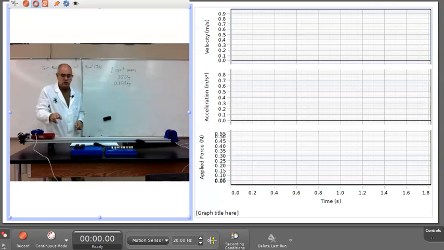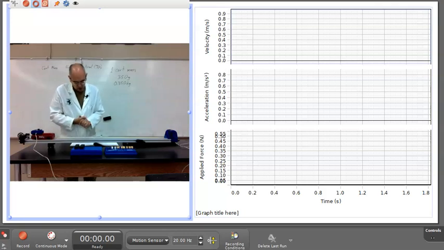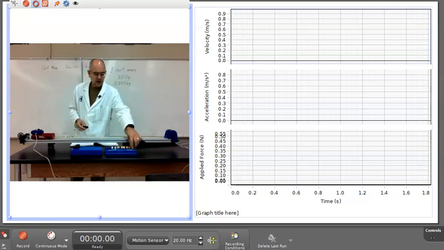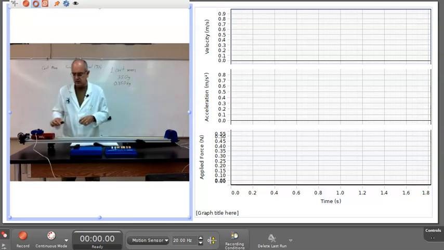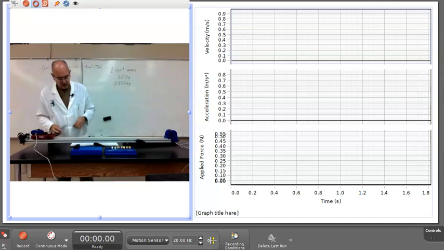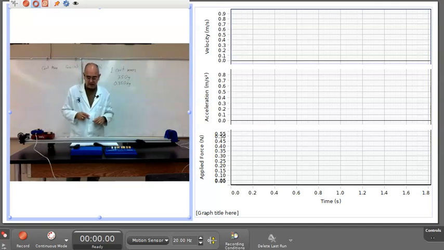0.350 kilograms. 250 grams for the cart, 100 grams for the force sensor. Okay, so first thing we're going to do is add enough mass to make the cart 2 cart masses. That means I've got to add another 350 grams. This black brick here is 250 grams, and from my hanging masses, I'm going to add a 100 gram hanging mass. So I'm going to put those in the cart, so now the total mass of the cart is now double. 2 cart masses, 700 grams.